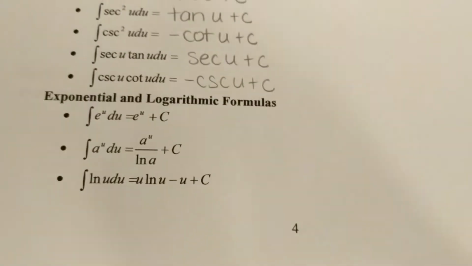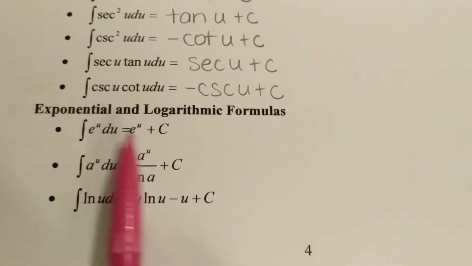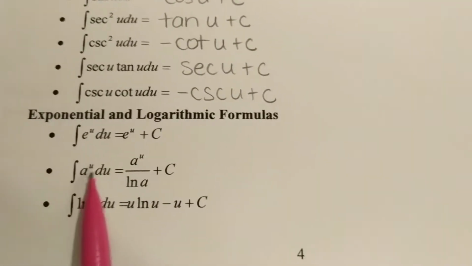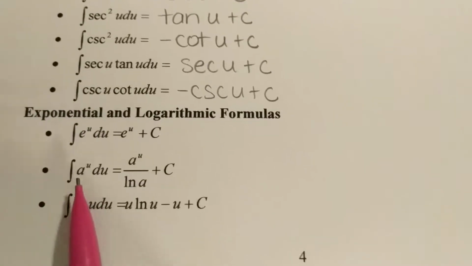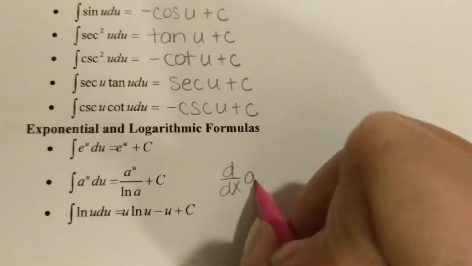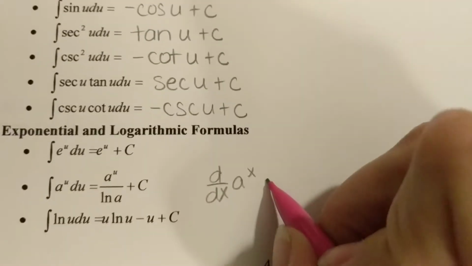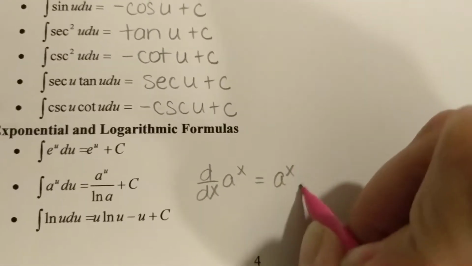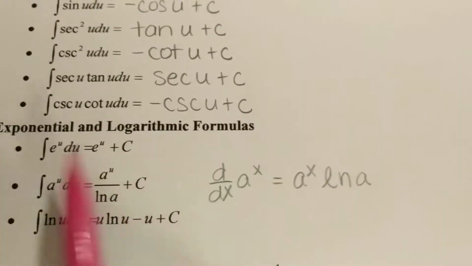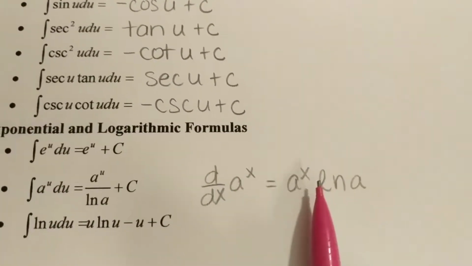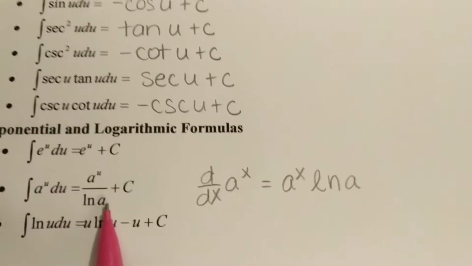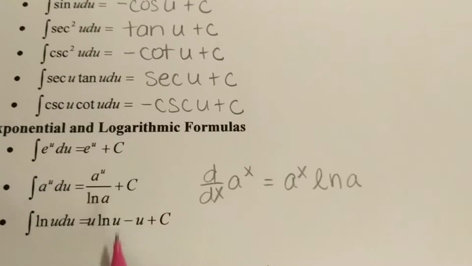And then last but not least, you've got these formulas. The integral of e to the u is e to the u plus C. The integral of a to the u is a different one. I want to refresh your brain here. When we did the derivative of a to the x, the derivative was a to the x times natural log of a. So when we do the antiderivative, it's just the opposite. Instead of times natural log of a, it's a to the u divided by natural log of a plus C.